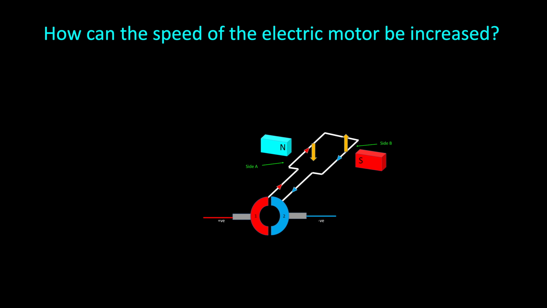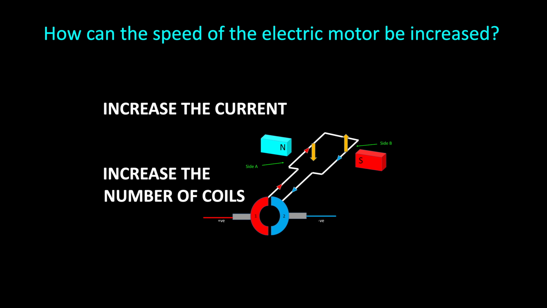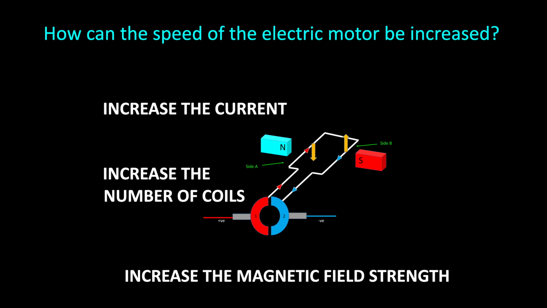There are three things we can do. The first is that we could increase the current flow. We could also increase the number of coils. And finally, we can increase the magnetic field strength.